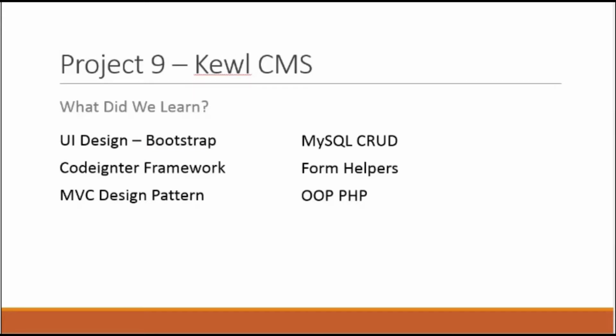Project 9 was Cool CMS. It was a CodeIgniter application. We created both the front and back ends. Obviously, it's CodeIgniter, so we used MVC and object-oriented programming, and we also looked at form helpers that CodeIgniter offers.